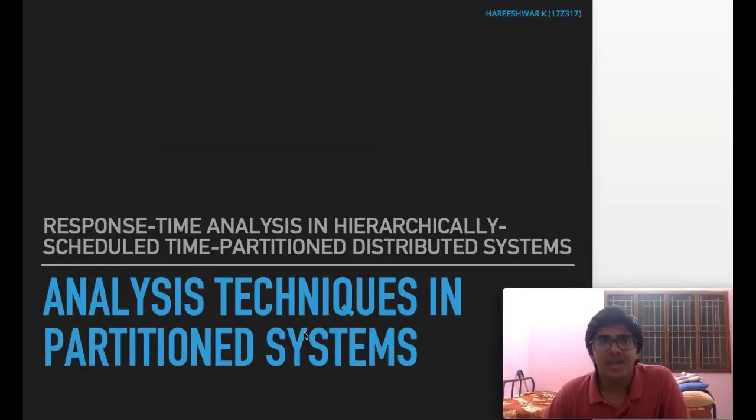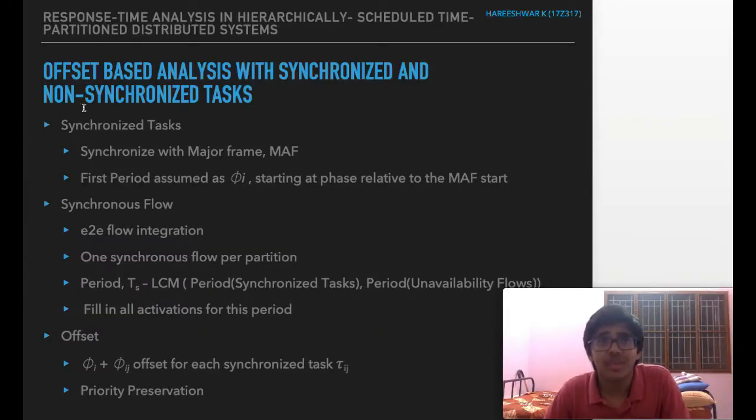Let's continue with the analysis techniques in partitioned systems, moving on to offset-based analysis with synchronized and non-synchronized tasks. We have synchronized tasks here, in addition to the non-synchronized tasks, and hence their period must be synchronized with the major frame. So the period in this case is restricted to be an integral multiple or an exact divisor of the major frame. The first period inside this major frame is assumed to start at a time phi_i, called the phase, which is relative to the start of the major frame.